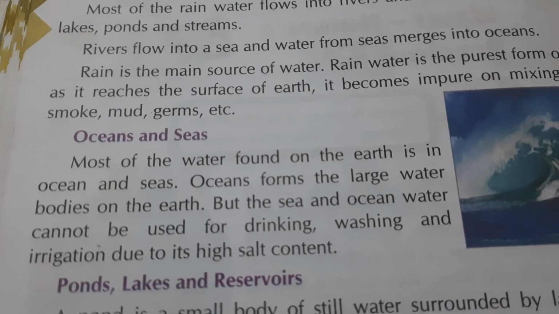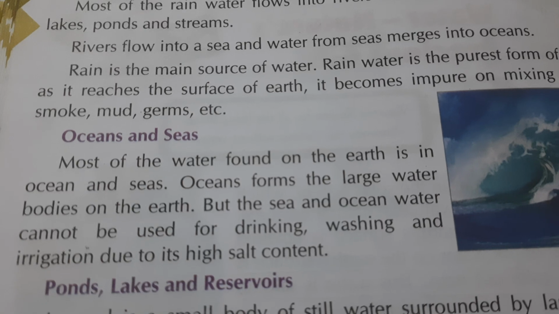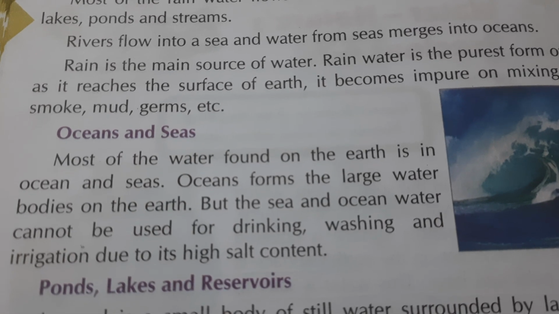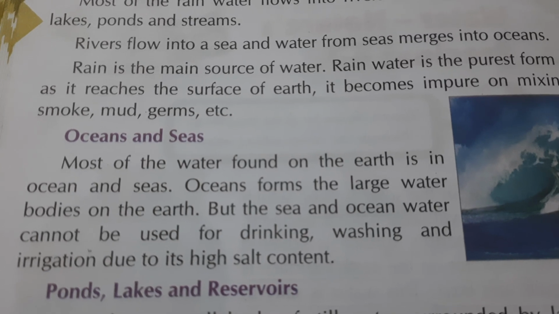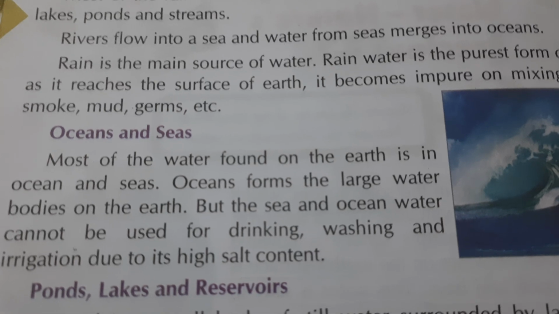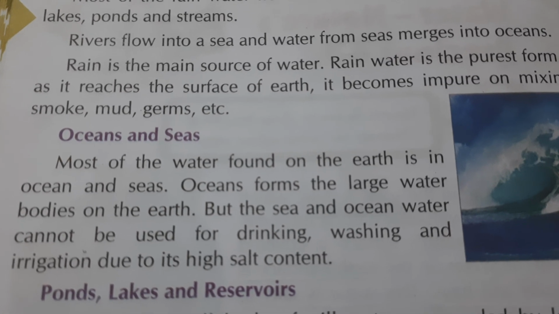Now we are going to talk about oceans and seas. Most of the water found on the Earth is in oceans and seas. Oceans form the largest water bodies on the Earth, but sea and ocean water cannot be used for drinking, washing, and irrigation due to its high salt content.